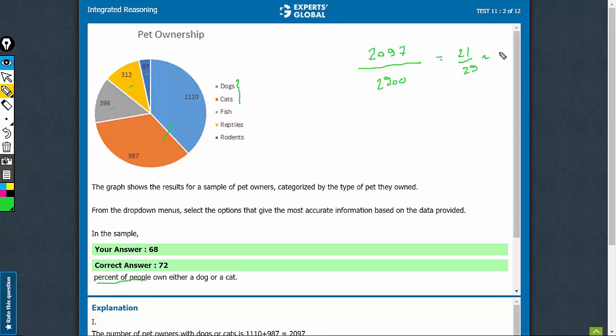This would be a little over 70%, 70 plus, just over 70%. From the answer choices, I don't have the drop-down menu here, but 72 is the closest answer. So 72 is the best answer here.